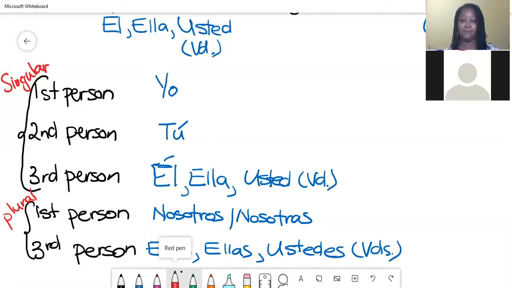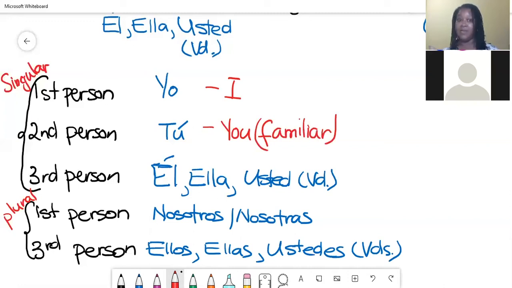Let's get the English in. So yo is I, tú is you, and we're going to speak about the two in a little bit. Before we leave these pronouns in this lesson, we're going to speak about the two. Él is he, ella, she, and usted means you. And for this one, it is formal. We're going to speak about that as well.